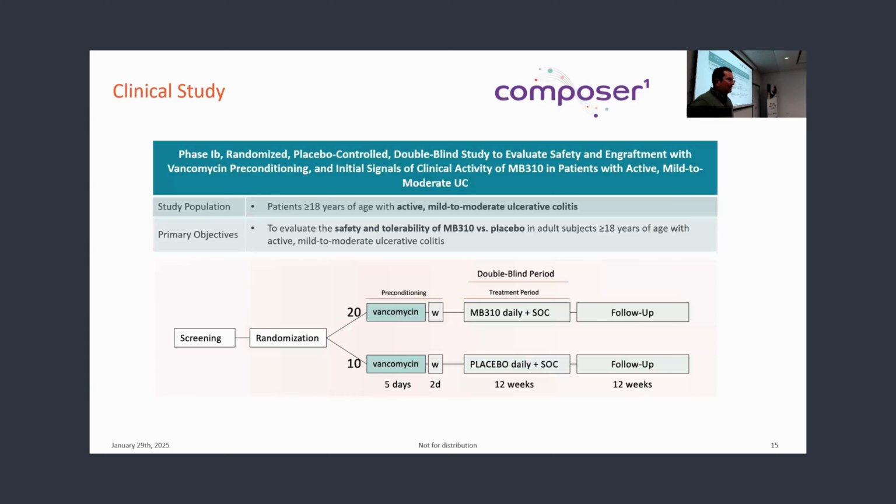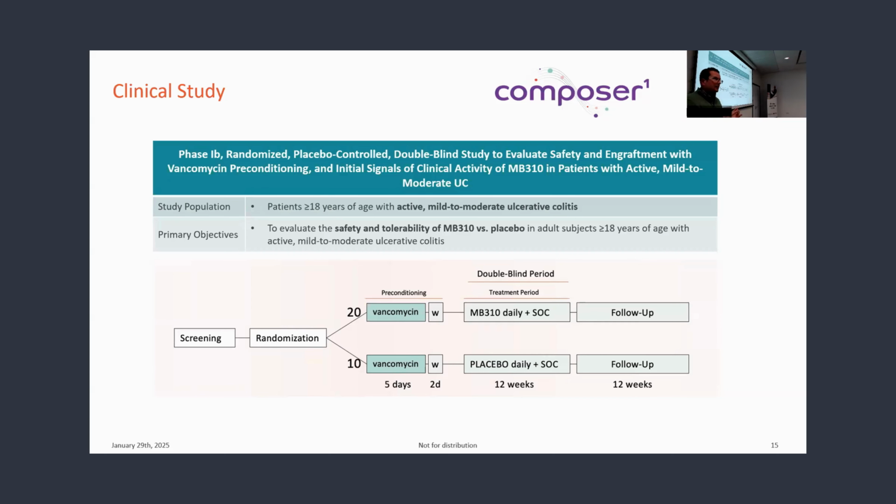And that's what happened late last year when we launched our phase 1b clinical trial, Composer 1. It's a randomized placebo-controlled double-blind trial in mild to moderate UC patients. That's exactly the same patient population we started with in developing MB310. The primary outcome is first assessing the safety and tolerability of MB310.